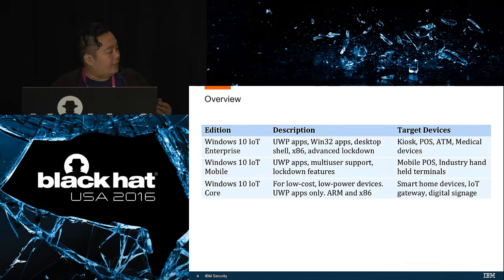actually the same as the desktop Enterprise, Windows 10 Enterprise, and it can handle the Universal Windows Platform apps and Win32 apps. And it's aimed mostly at kiosks, point-of-sale systems, ATMs, and medical devices. And the other edition is Windows 10 IoT Mobile, which also supports Universal Windows Platform apps and multi-user support, as well as some lockdown features. And it's mostly aimed at mobile point-of-sale devices and industry handheld terminals.